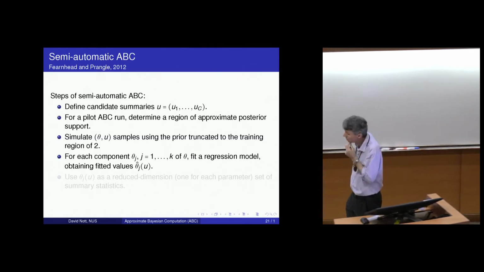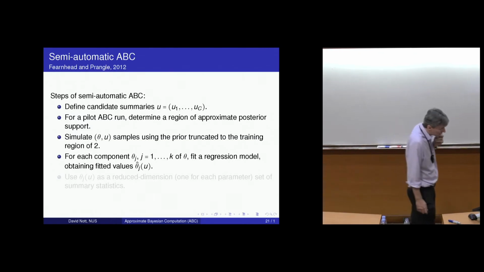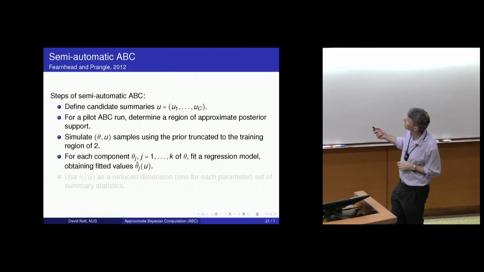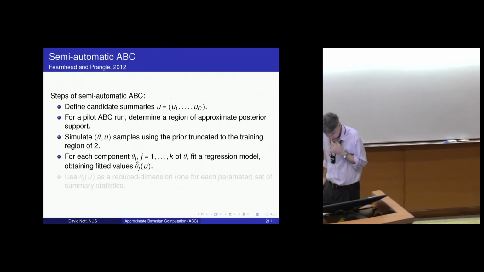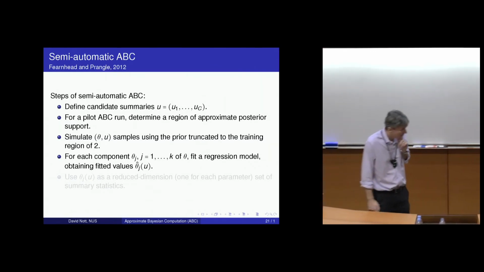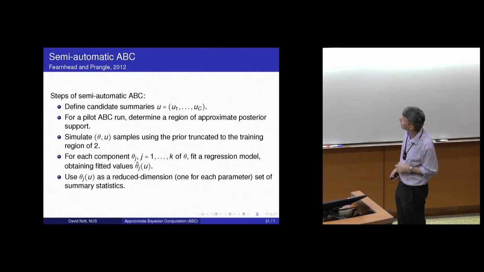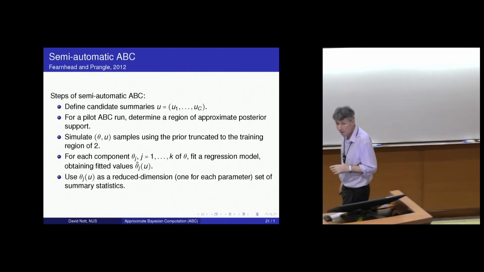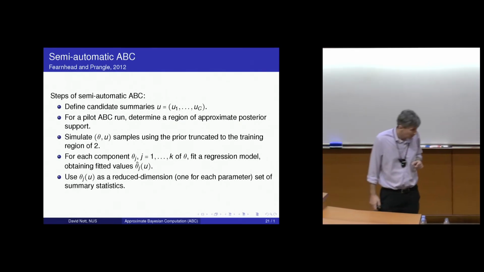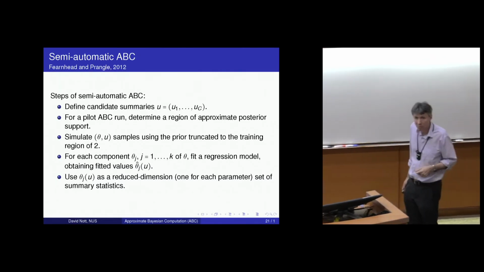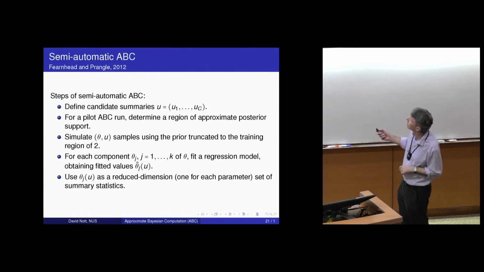Then the way you project the original summaries down to a set of summaries of the same dimension as theta is you do regression. For your simulated samples, you regress each component of theta on the corresponding U values. From the fitted regression, you have fitted values, and we use those fitted values as the summary statistics, essentially. So we fit a regression for each component of theta, and from our regressions we have fitted values for each component based on the high dimensional covariates U. Those fitted values are going to be a set of summary statistics of the same dimension as theta. And hopefully that contains most of the original information about theta in the high dimensional set of summaries U.